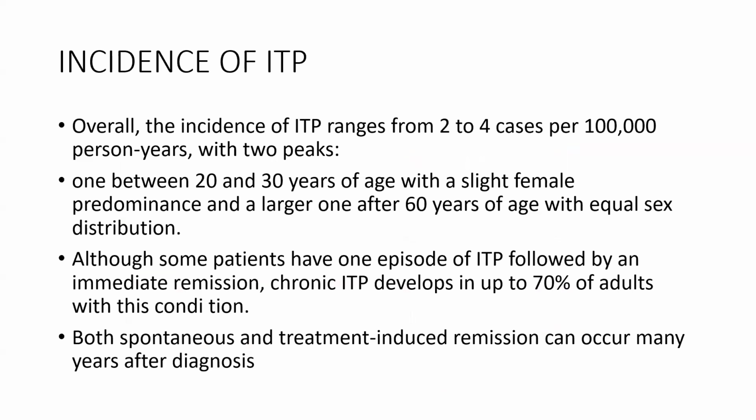Then incidence of the ITP. Overall, the incidence of the ITP ranges from 2 to 4 cases per 1 lakh person in a year with two peaks. One between 20 to 30 years of age with slight female predominance, and a larger one after 60 years of age with equal sex distribution.